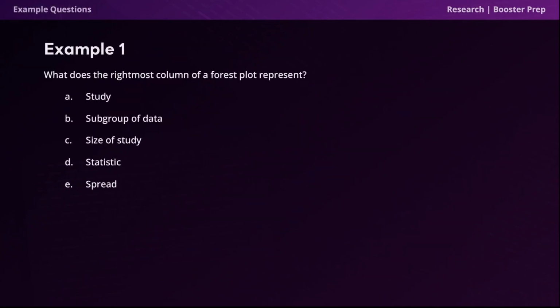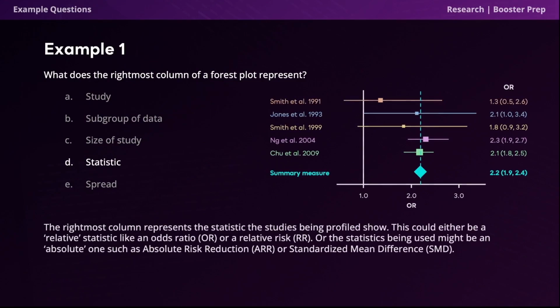Alright everyone, that's going to do it for the content covered in this video, so let's go ahead and practice what we've learned with an example question. What does the rightmost column of a forest plot represent? We have option A, study, B, subgroup of data, C, size of study, D, statistic, and E, spread. And the correct answer for this question is option D, statistic.